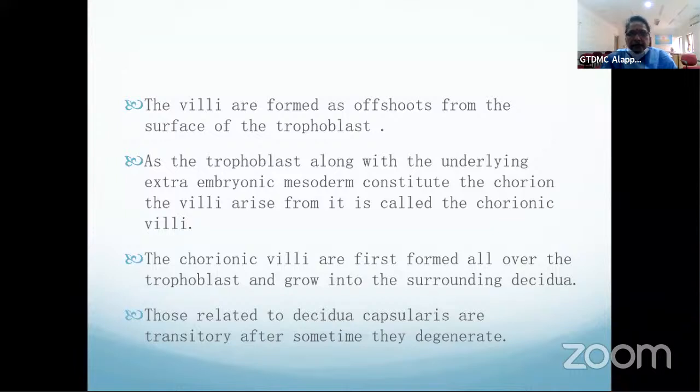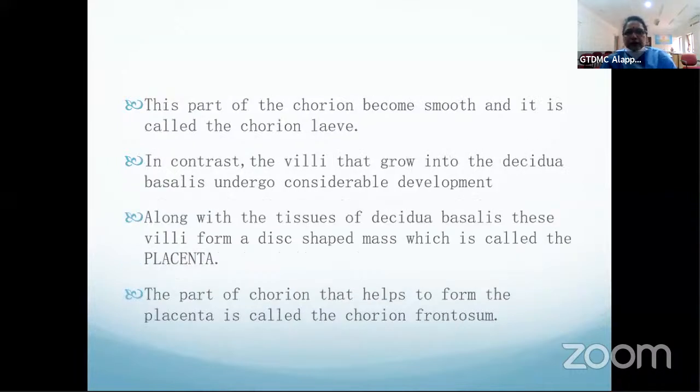Okay, the chorionic villi are first formed all around the trophoblast. That is, it's a round structure. So villi are formed all around and grow into the surrounding decidua. Those related to the decidua capsularis are transitory, and after some time they degenerate. This part of the chorion becomes smooth, and this is called the chorion laeve. So at first these villi develop all around the trophoblast, but later the villi in relation to the decidua capsularis degenerate and become chorion laeve.